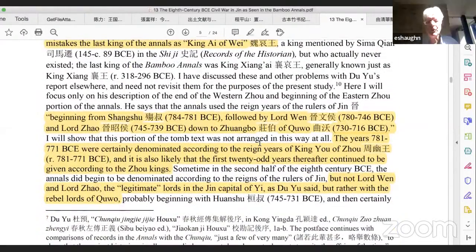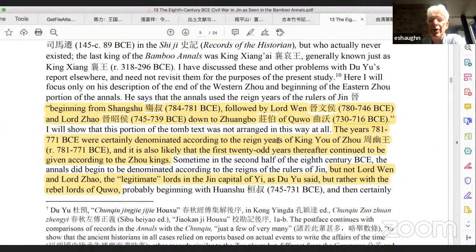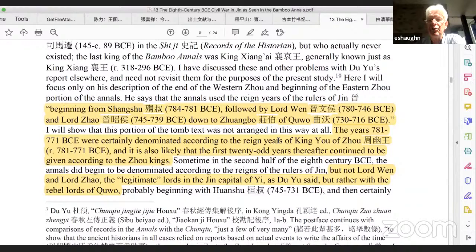But what I really want to talk about today is this notion that beginning from Shangshu and then followed by Wen Hou and Zhao Hou, all the way down to Zhuangbo of Quwo, the reigns were given in the years of the Jin lords and not of the Zhou kings.